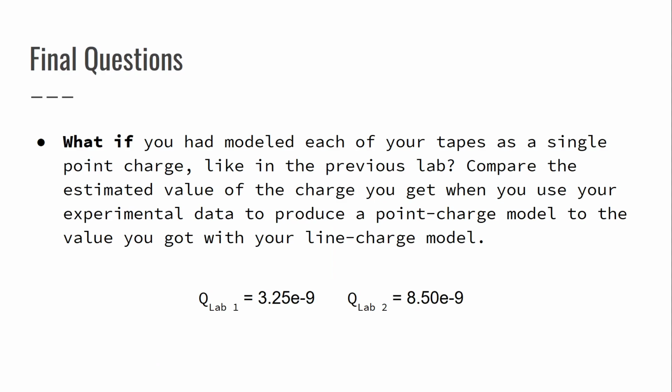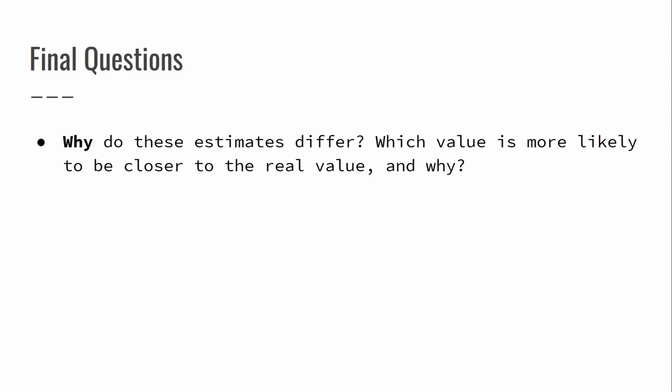This brings us to the final questions. The first of which asks us what would happen if we modelled our tapes as single point charges. When we compare our value for the charge from Lab 1 with the value for the charge from Lab 2, we can see that the charge from Lab 2 is much greater. The following question asks us why we think these values are different.